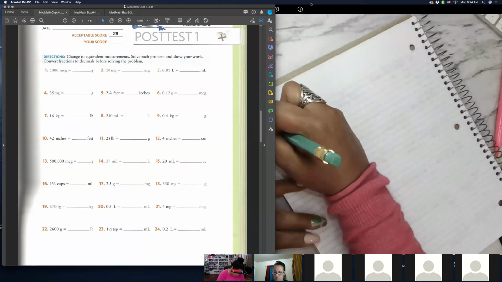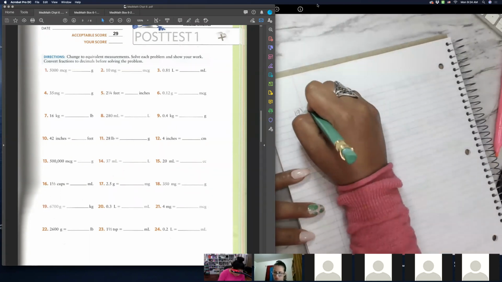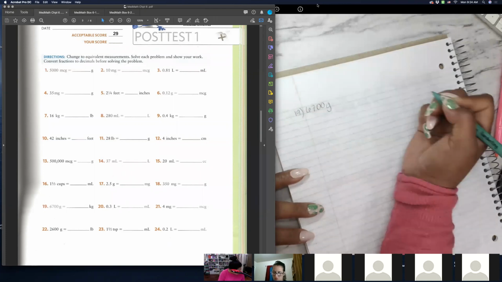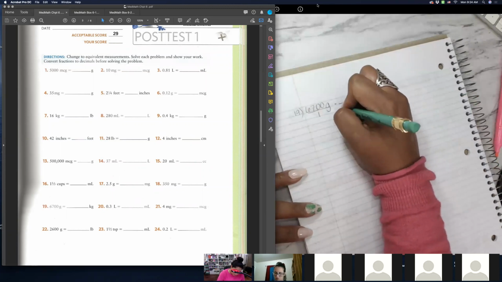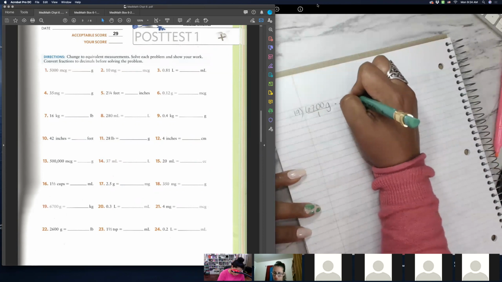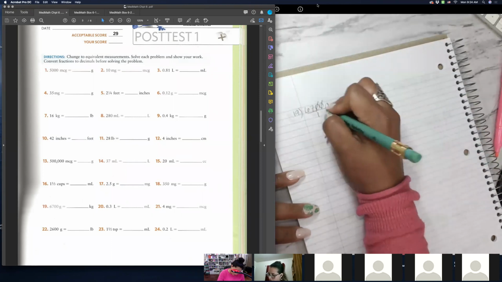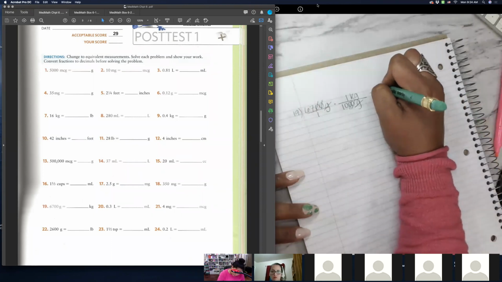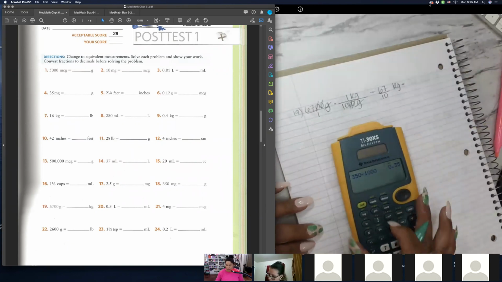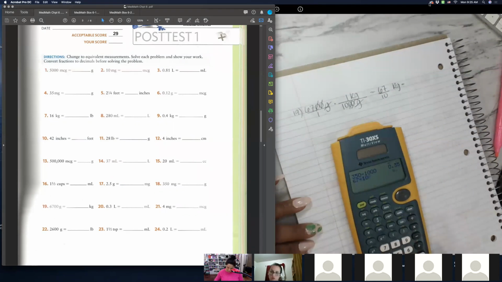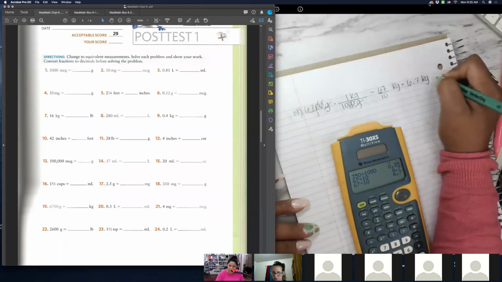Okay, 19 is 6,700 grams, and we're converting to kilograms. So again, there's 1,000 grams in 1 kilogram. Our zeros are going to cancel. Our units in grams are going to cancel. So we're left with 67 over 10 kilograms. You go ahead and plug that into your calculator. And that's going to give you 6.7 kilograms.